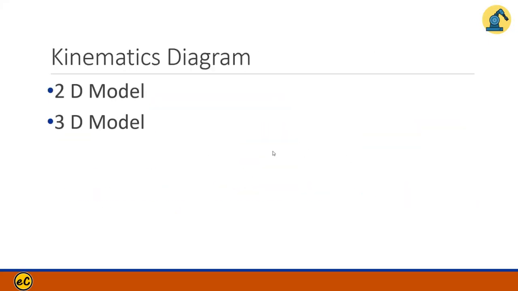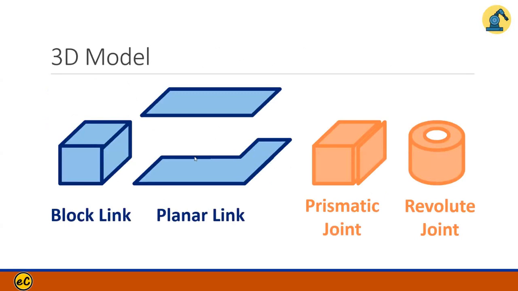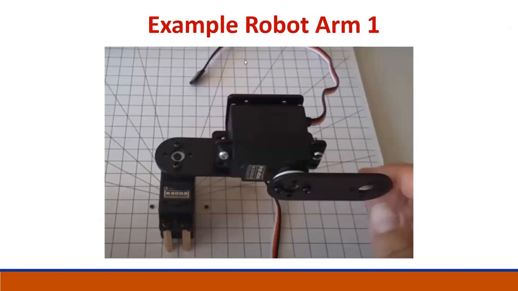For the 2D model we base on this. For the 3D model you can draw a block link, a planar link, a prismatic joint, a revolute joint in this way. Sometimes we do draw this one. The 3D can show better than 2D because it can show you where it will extend, where you will rotate, or maybe this way. You can put some symbol there to show people how it will rotate. So these are the 3D models. For example, we do have a robot arm like this, right?